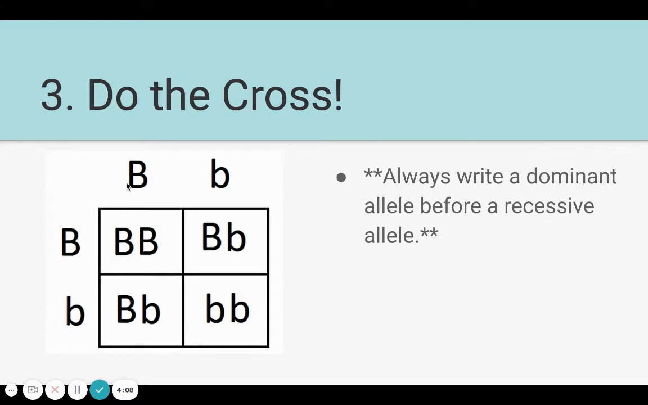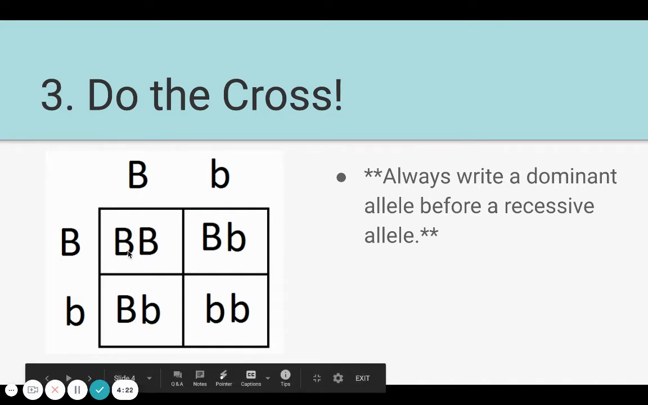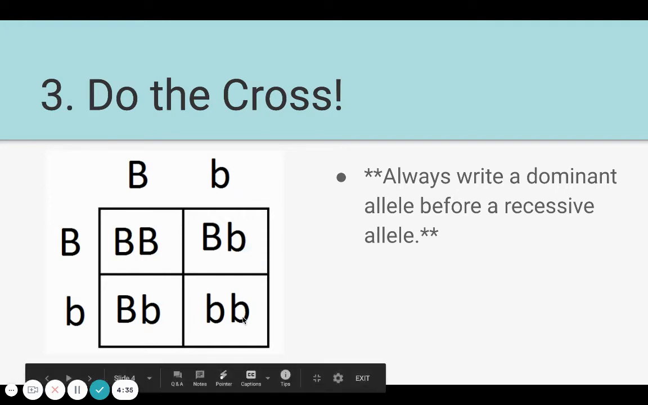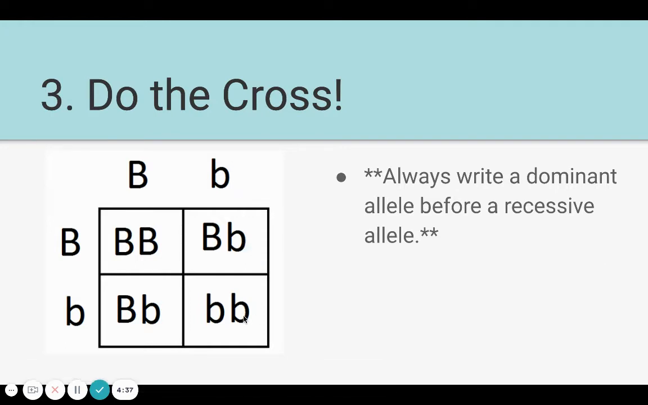So how you do the actual cross is you are going to take the letter above each column. So for example, this uppercase B, you're going to put it in each box below. So you have big B here, and then you're going to do the same thing with this lowercase b, or this recessive allele that the parent has. Lowercase b, lowercase b.